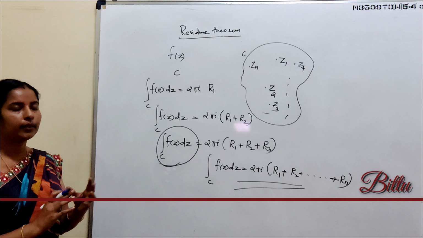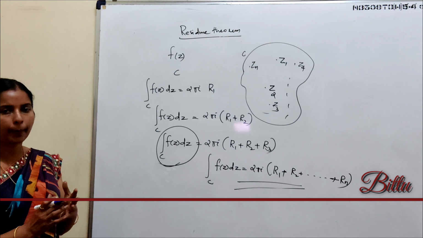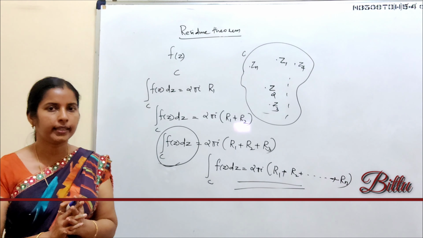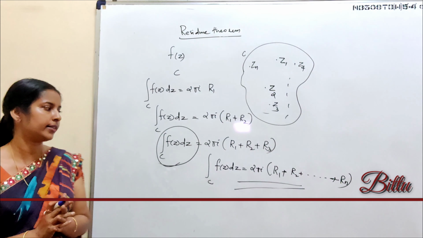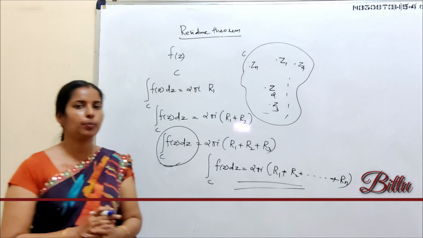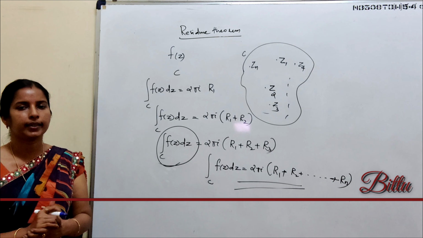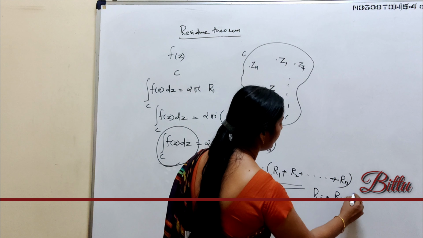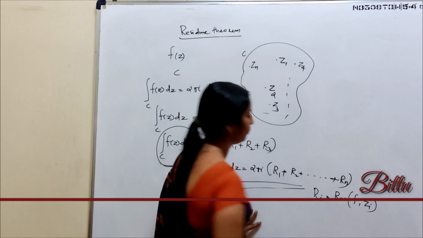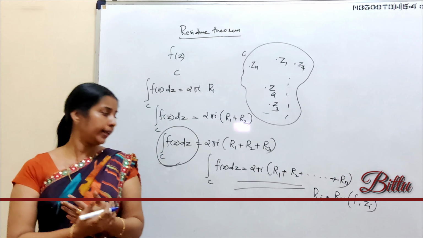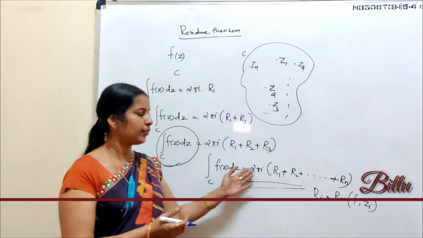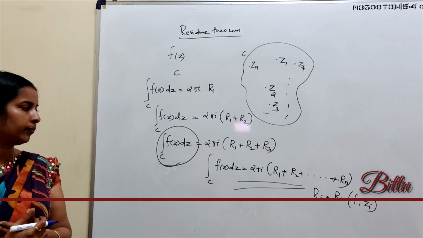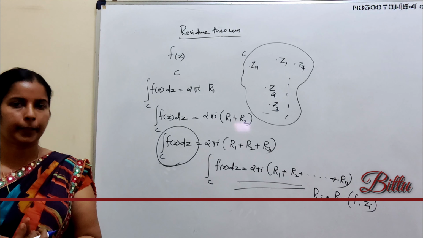So, for avoiding the term singularity, we can say f(z) is analytic within and on C except at z1, z2, etc., zn. Then the residue theorem states integral over C f(z) dz is 2 pi i into R1 plus R2 plus etc. plus Rn, where Ri is the residue of f at zi. See, the content is integral over C f(z) dz is 2 pi i into the sum of residues of f which lie within C.